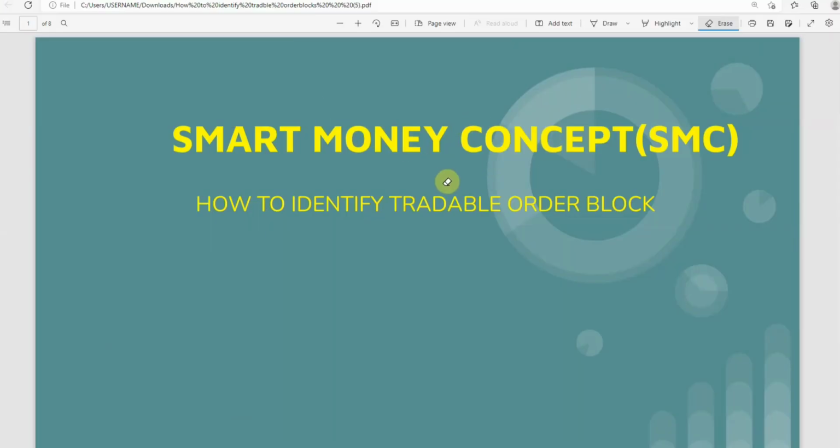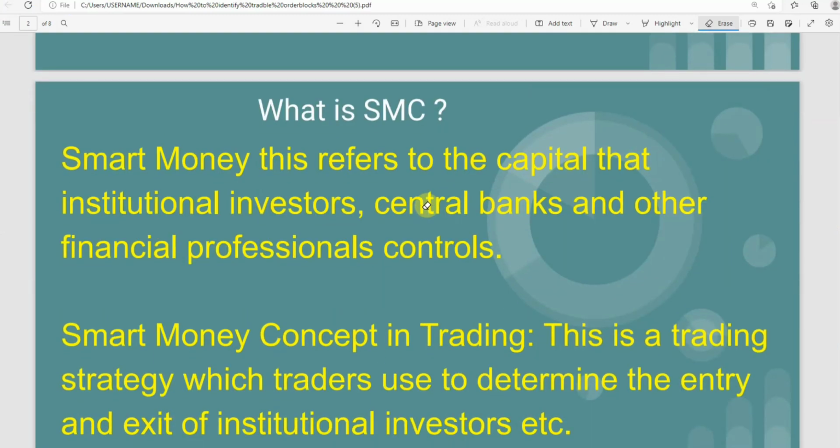Smart money concept, how to identify tradable order block. First of all, because we have new traders and I want to explain the meaning of smart money concept and the meaning of some terms used in smart money concept.